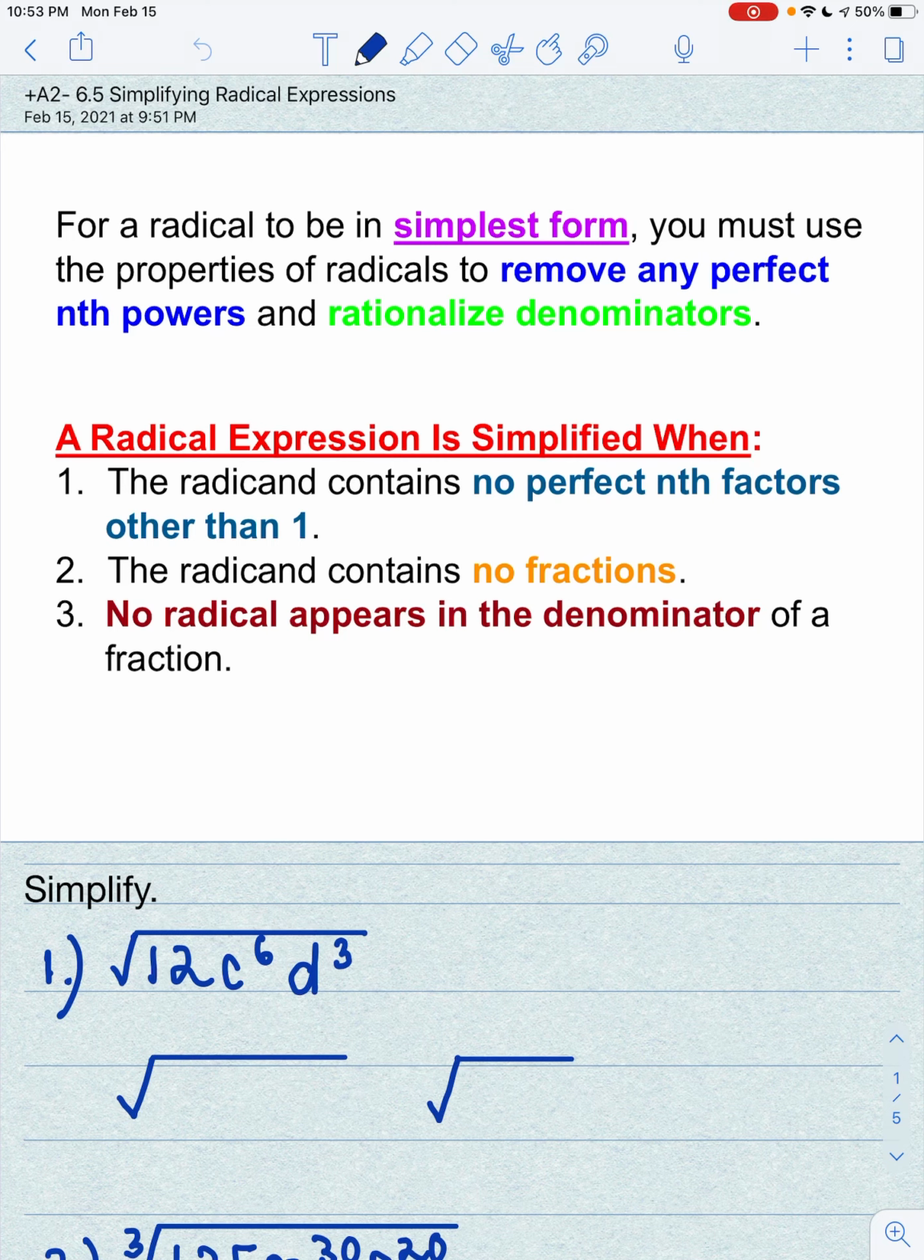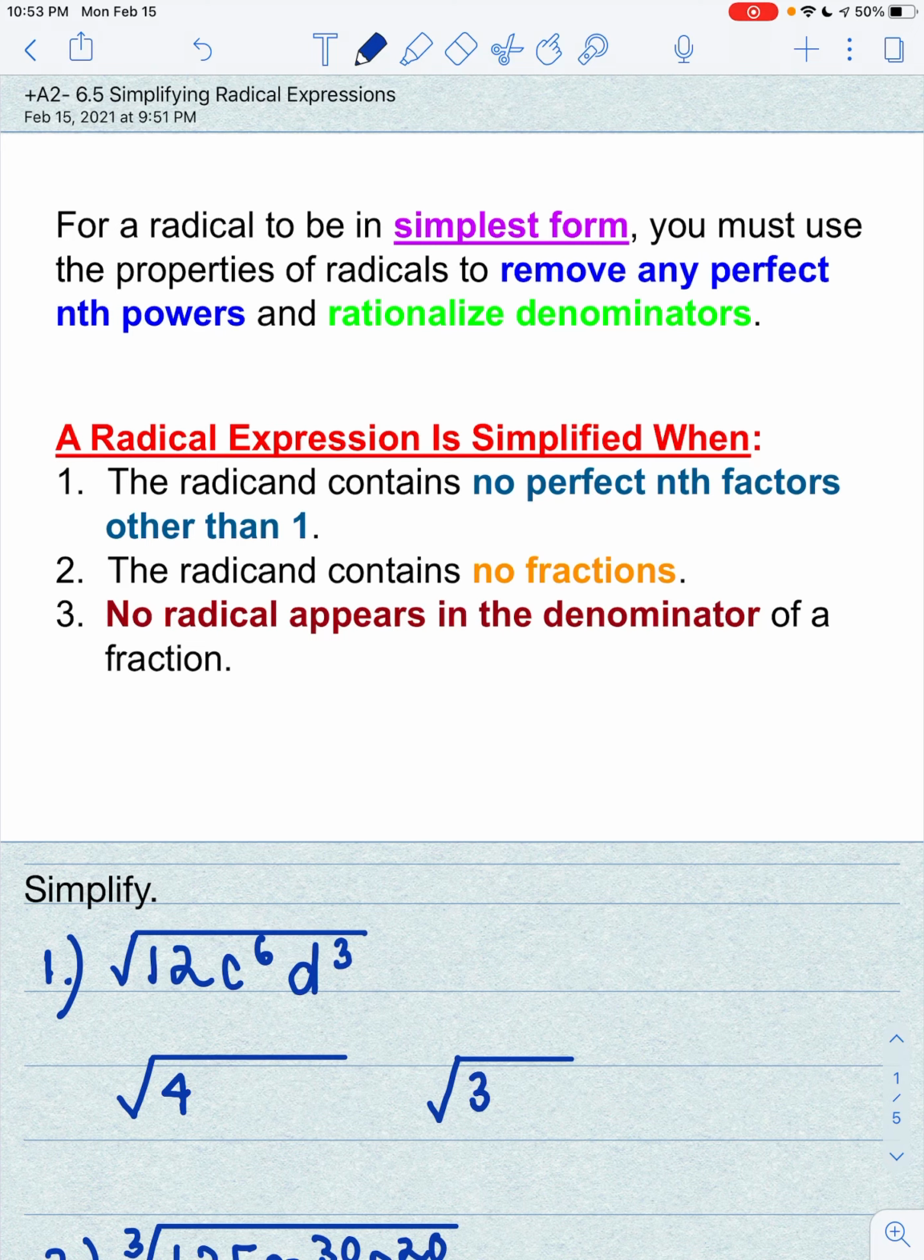We're actually going to start with a square root. We have the square root of 12c to the 6th, d to the 3rd. And now we're going to involve variable expressions. As you look at this, you already know that 12 breaks into a perfect square factor of 4, which I'm going to put under the first radical, and what's left over is 3, which will go under the second radical.